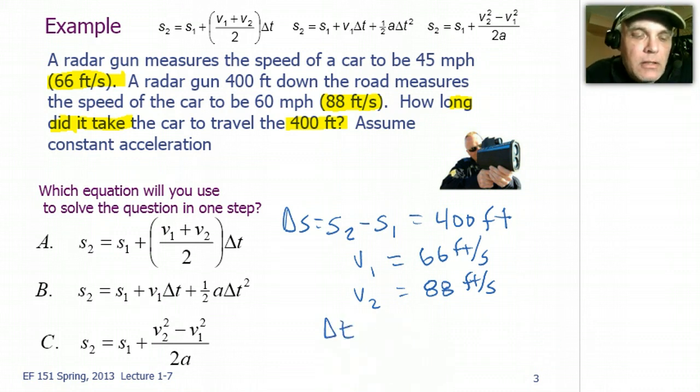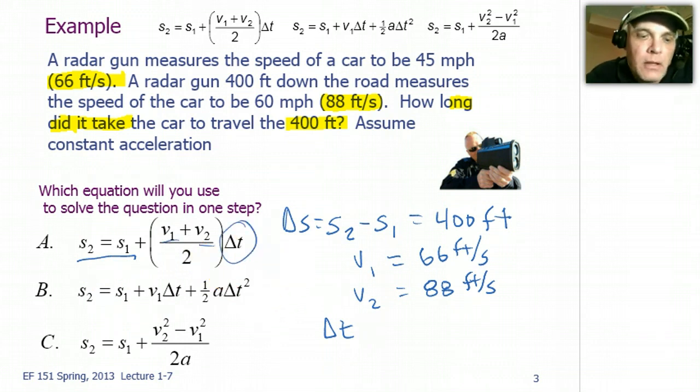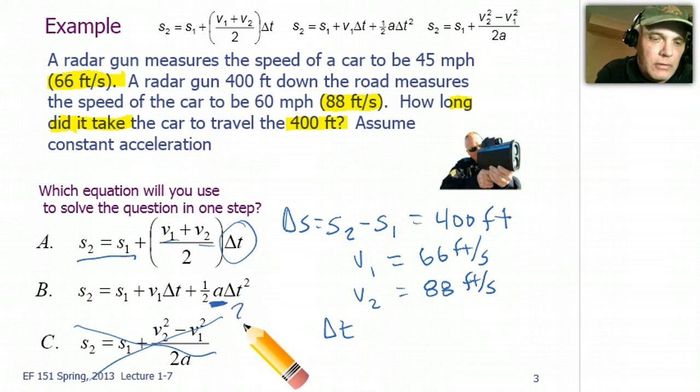Alright, so if I look at these three equations, the first one, I know S2 minus S1, I know V1, I know V2, and there's what I want to find. Always look probably first for what you want to find. So right away we could eliminate this equation because it doesn't have delta t in it. Still a valid equation, but we'd have to take a couple steps. We might consider this equation, but we don't know the acceleration.